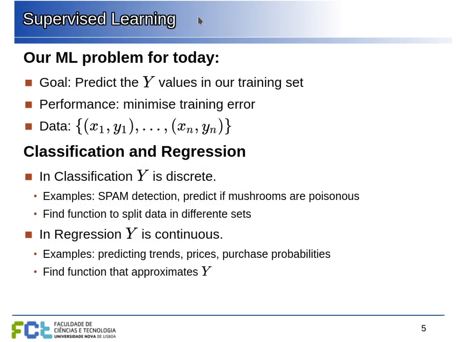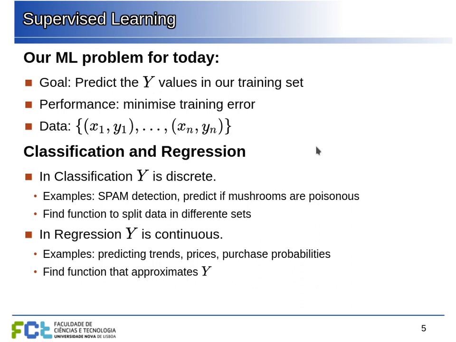So for now, we're going to try to predict the target values, the y values in our training set. We're going to measure the performance by looking at the training error. So the smaller the training error is, the better the performance of our hypothesis. And the data that we have for training is this set of examples. Each x can be one value or it can be a vector. In our simple examples, it will be just one value, but you can have a vector of features. And we have this target value for each example that we want to predict.